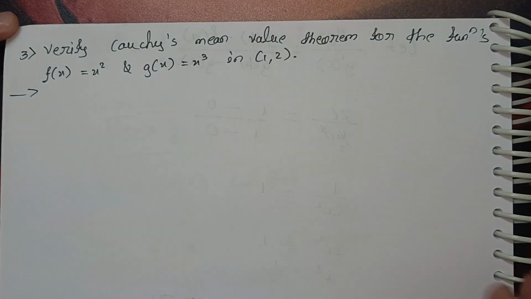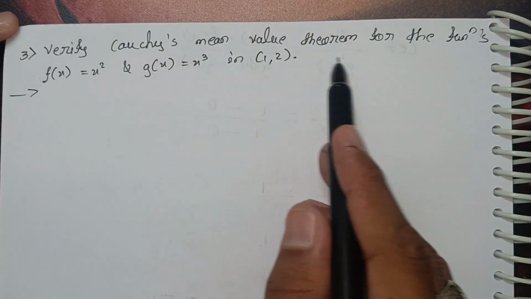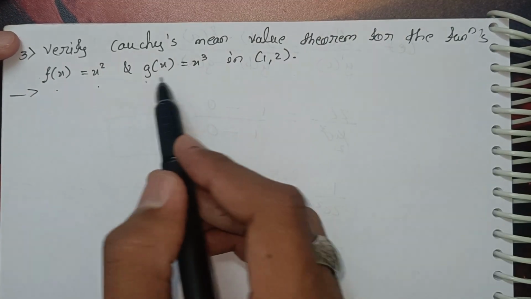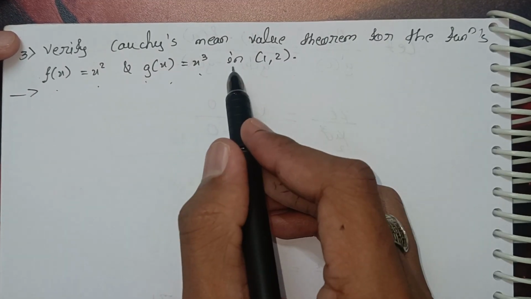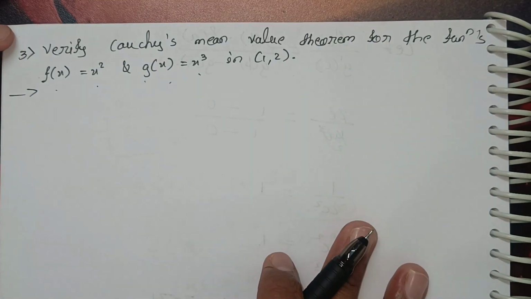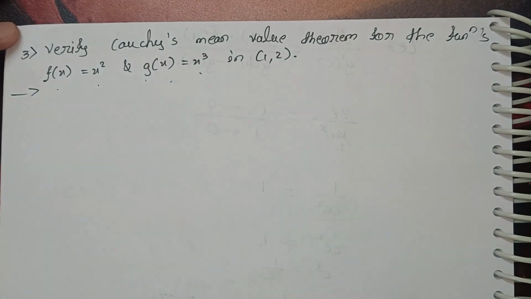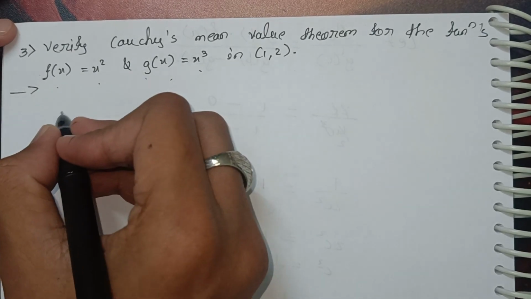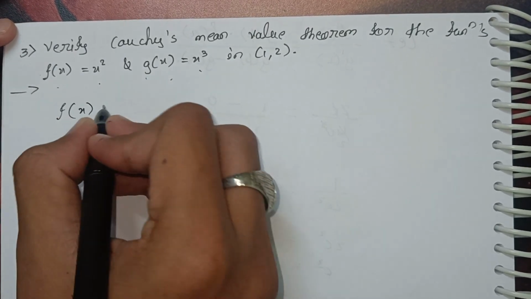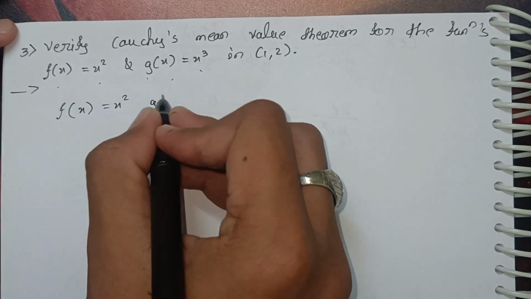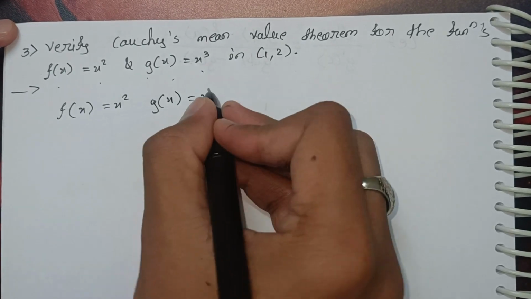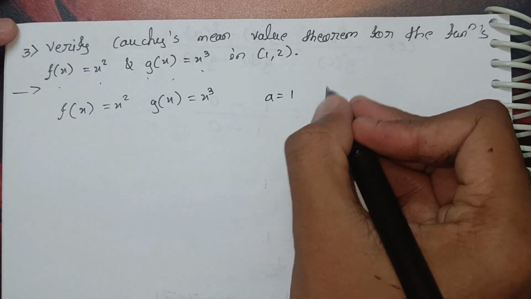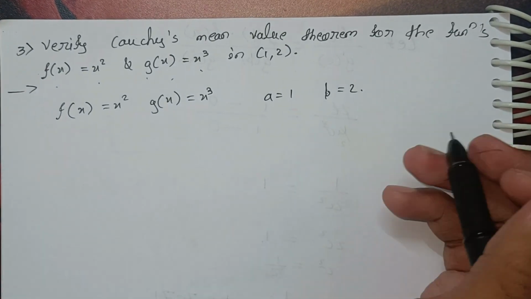So here is another problem. Verify Cauchy's mean value theorem for the functions f of x is equal to x square and g of x is equal to x cube in 1, comma 2. So let's solve this. Given, f of x is equal to x square and g of x is equal to x cube, and the values a is equal to 1 and b is equal to 2.